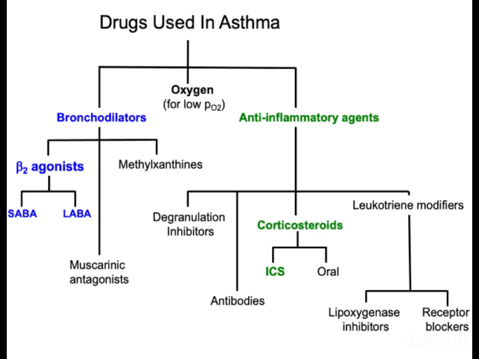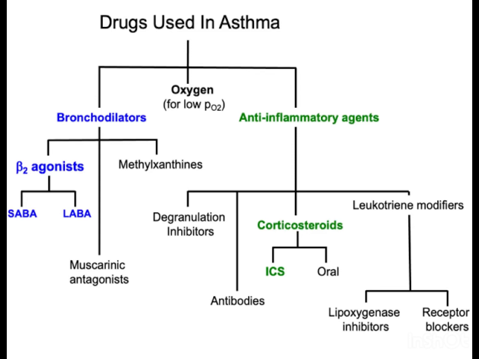Now we'll discuss the drugs used in the management of asthma. On the basis of action, they are broadly classified into two types: either they are bronchodilators or anti-inflammatory agents. The drugs which act as bronchodilators are beta 2 agonists, muscarinic antagonists, or methylxanthines. Another way of action of the drugs of asthma is the anti-inflammatory drugs.